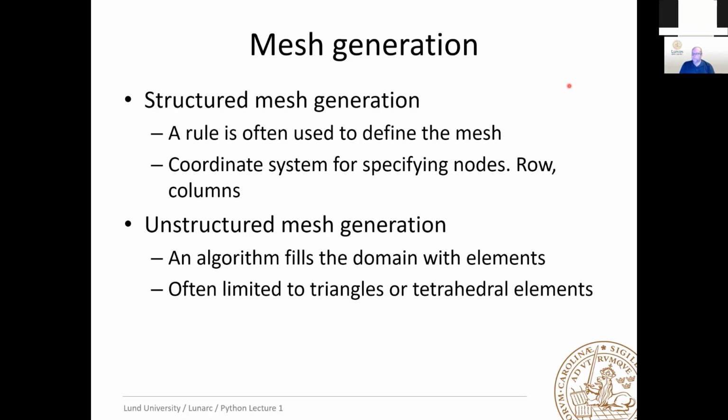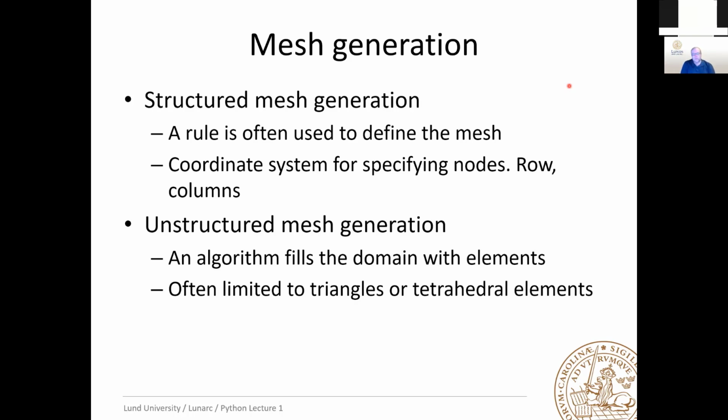There are essentially two basic mesh generation strategies. You can have structured mesh generation, where you have a rule that defines the mesh, usually with some kind of coordinate system that specifies rows and columns of elements. There is a rule that determines every element, and by specifying a certain row and column, you can get to the exact element.